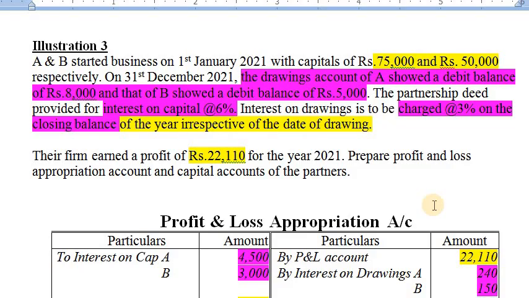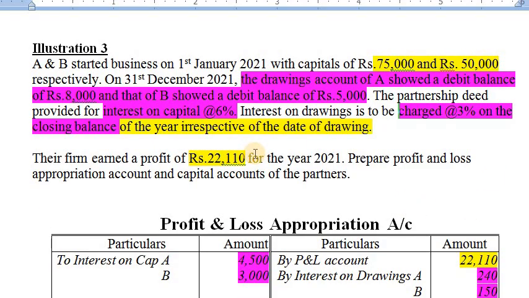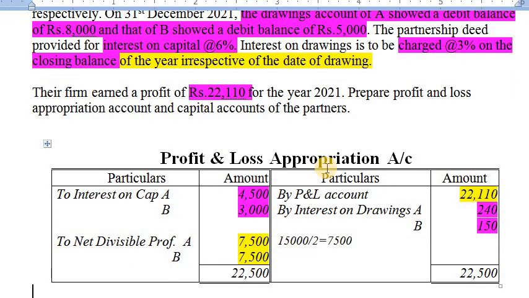At the moment, we focus on appropriation only. So I don't want to teach you anything other than appropriation. That is why I'm not giving you complicated questions of interest on drawings, interest on capital and all that. So simple profit and loss appropriation. And more detailed questions we will discuss at a later stage, not here. So the profit is 22,110.